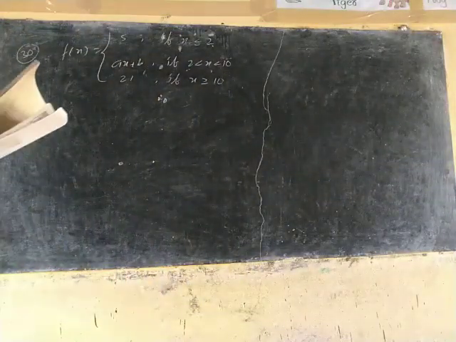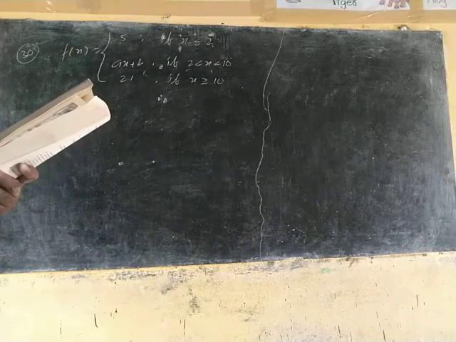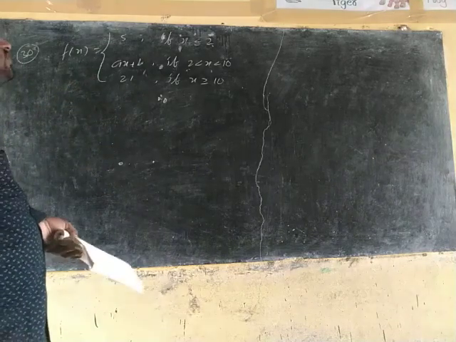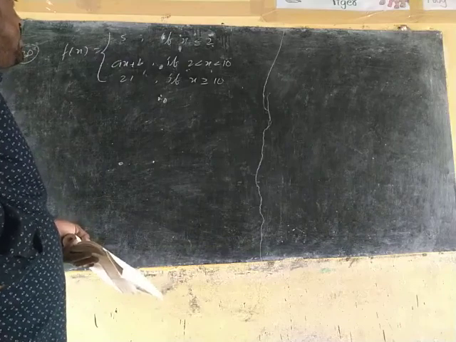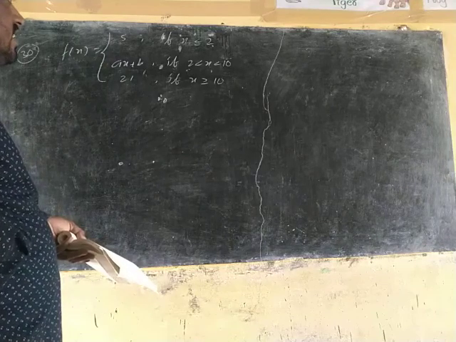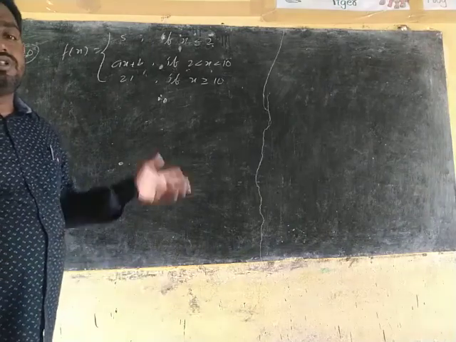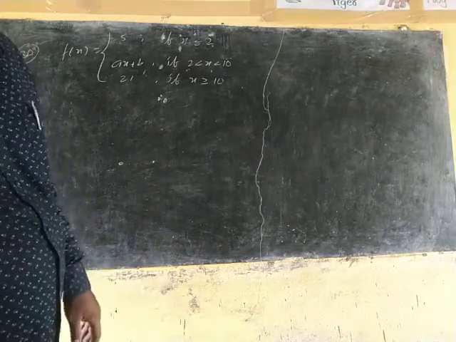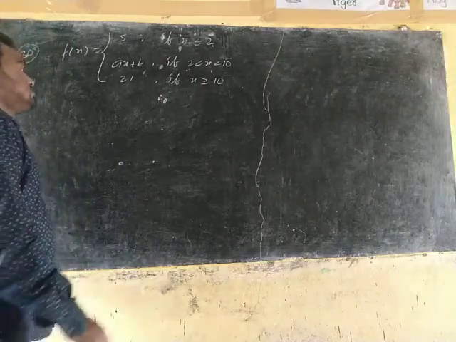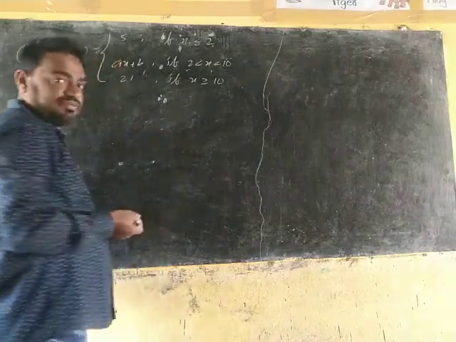Question number 13. Find the values of a and b such that the function defined by f of x equals 5 if x less than or equals to 2, ax plus b if 2 less than x less than 10, 21 if x greater than or equals to 10 is a continuous function. We need to find the values of a and b. Since this is a continuous function, it is continuous at 2 and 10 also.